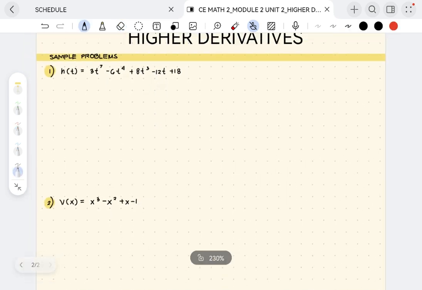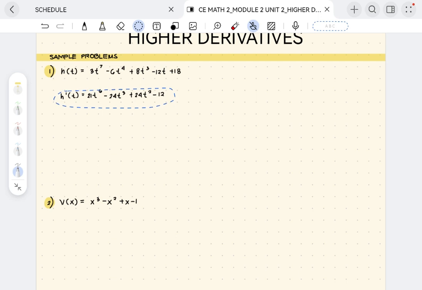So here, for its first derivative, we can say that h prime t, the first derivative of 3t raised to 7 is 21t raised to 6. The derivative of 6t raised to 4 is 24t cubed. 8t cubed is 24t squared, and 12t is simply 12. And 18, the derivative of a constant is 0. Now, this is your first derivative.